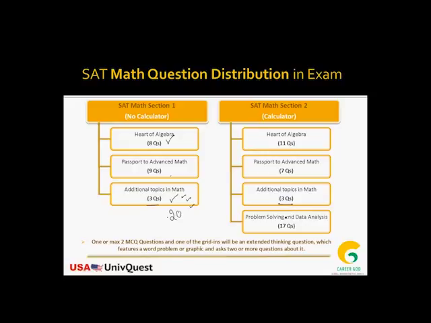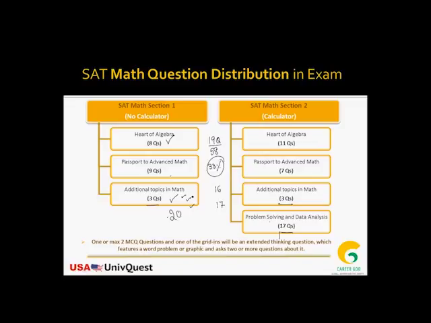You need to give major emphasis on problem solving and data analysis, passport to advanced math, and heart of algebra. From heart of algebra, the major part of questions comes. You get 19 questions from heart of algebra out of 58 questions, which means 33% of the questions come from this. In passport to advanced math, you get around 16 questions, and in problem solving and data analysis, you get 17 questions. All 17 questions are, as I said, only in the calculator based section.